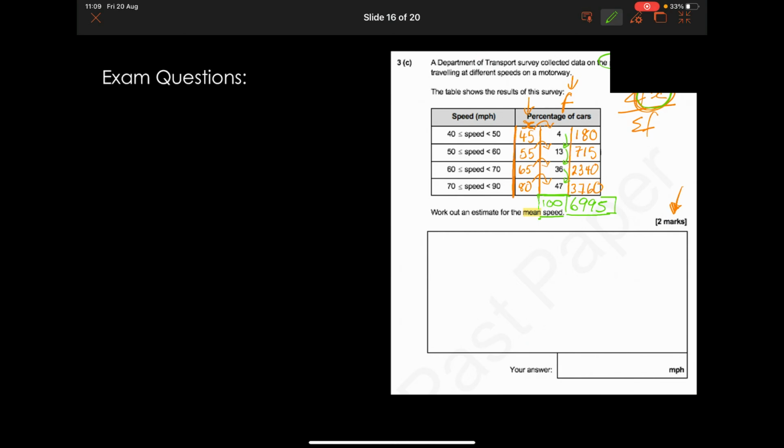So we've now got the sum of our fx and we've got the sum of f. So sum of fx over sum of f. That gives us 6,995 over 100. So that means the mean is 6,995 divided by 100, which is 69.95 miles per hour. You can put that in there. Okay, so that is quite a bit of work for 2 marks, but as long as you're getting used to using that formula, then you'll be fine, okay?